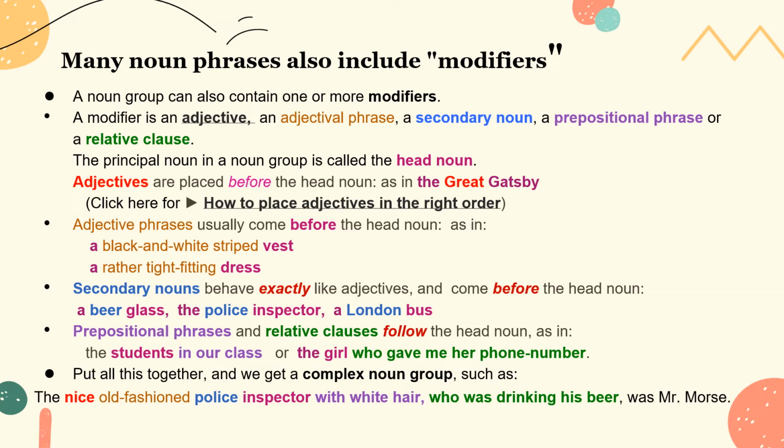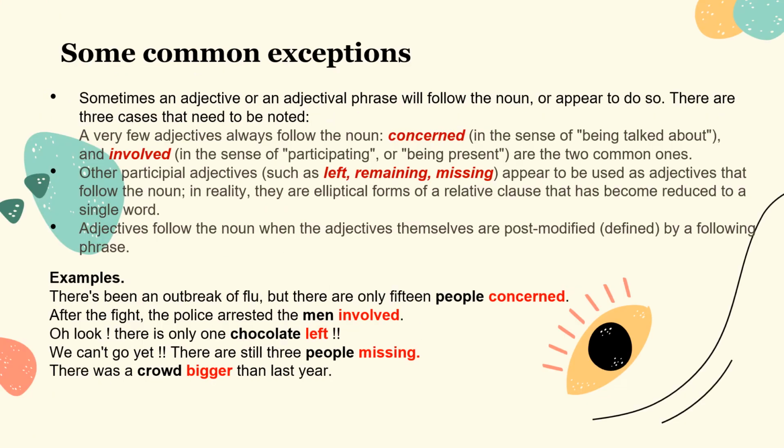Prepositional phrases and relative clauses follow the head noun, as in the students in our class, or the girl who gave me her phone number. Put all these together and we get a complex noun group, such as the nice old-fashioned police inspector with white hair who was drinking his beer was Mr. Morse. And the last one, some common exceptions.